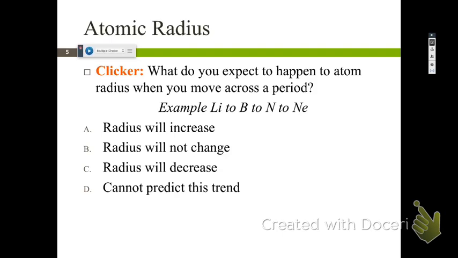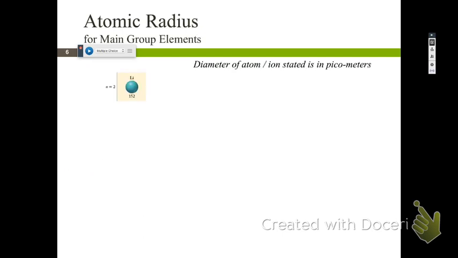So why is it that the radius is going to decrease as we go across a period? Let's take a look at our sizes. Lithium, beryllium, boron, carbon. Talk to your neighbor. Why is the trend that the atoms get smaller and smaller and smaller?